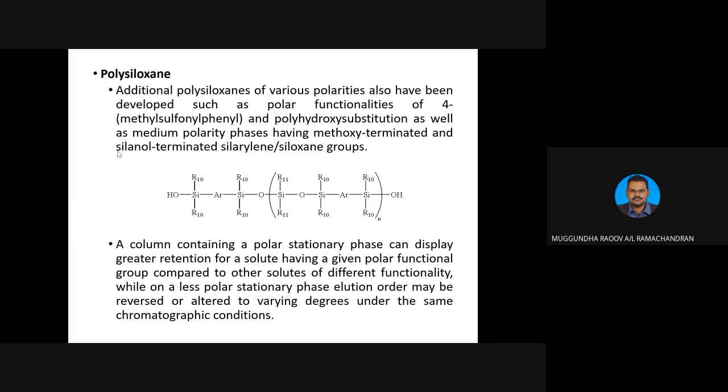Basically, a column containing a stationary phase can display a greater retention for a solute having given polar functional groups compared to other solutes of different functionality. While on the less polar stationary phase, the elution order may be reversed or altered by varying the degrees under the same chromatography condition. So kindly take note of this particular statement about the polarity of the stationary phase.